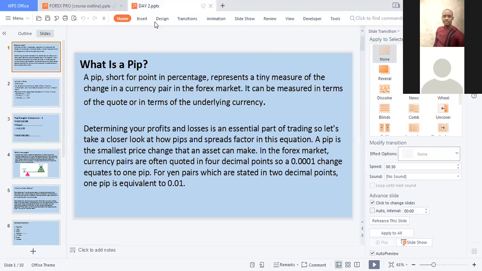So let's proceed. What is PIP? PIP is simply known as points in percentage, and it represents a tiny measure of change in the currency pair in the Forex market. And it can be measured in terms of the quotes or in terms of the underlying currency. Determining your profit and losses is an essential part of trading. So let's take a closer look at our pips and spreads factors in this equation. Now, a pip is the smallest price change that an asset can make. In the Forex market, currency pairs are often quoted in 4 decimal points, like 0.0001. Now, let me quickly go to my screen.